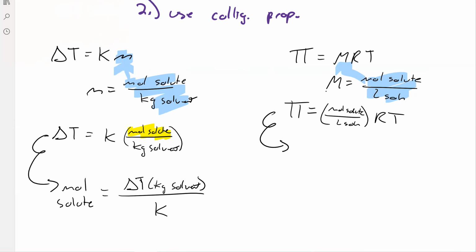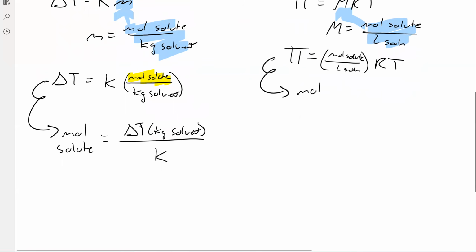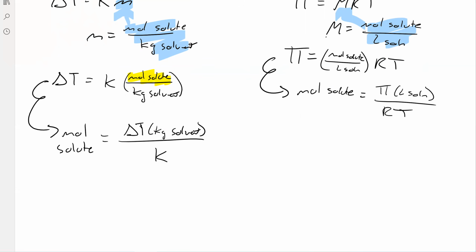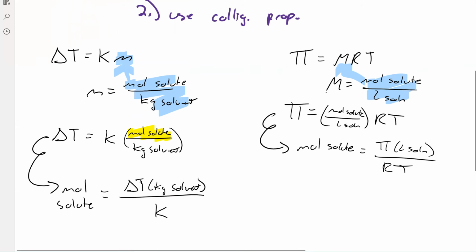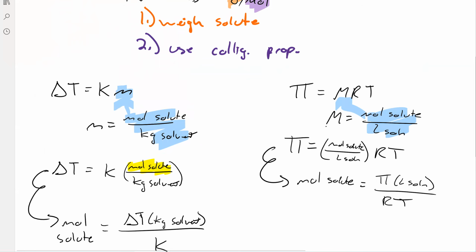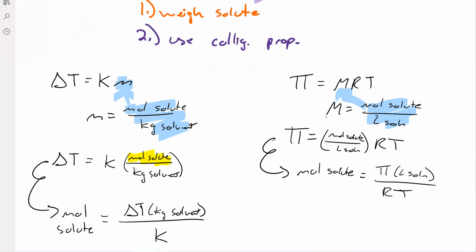And then you just reorganize this equation to solve for your moles of solute, right? In this case, you want to divide both sides by RT and then multiply by liters of solution. And so again, that allows you to solve for the moles of solute. And as long as you weighed your compound before the experiment, you can know the mass, and thus you can figure out the molar mass.